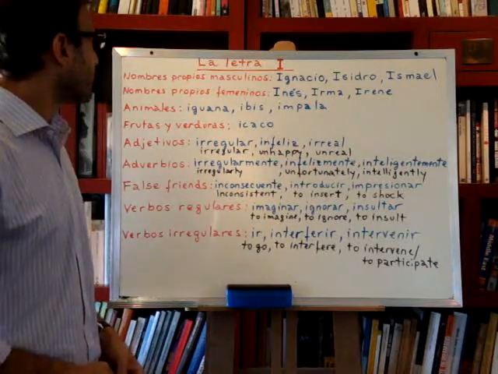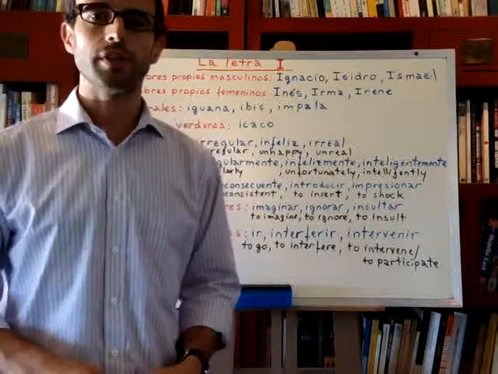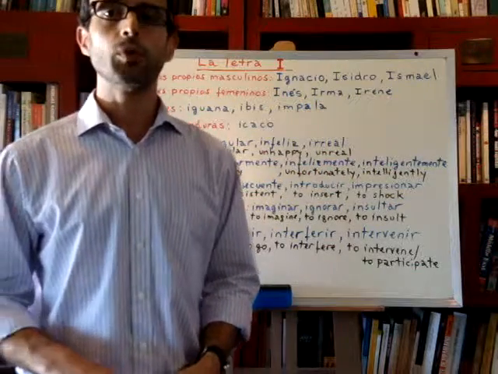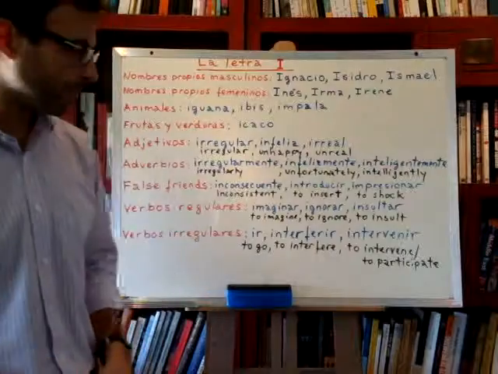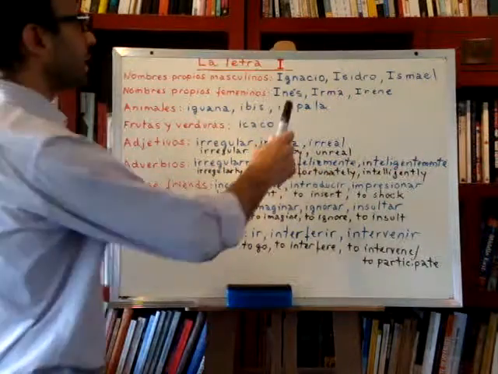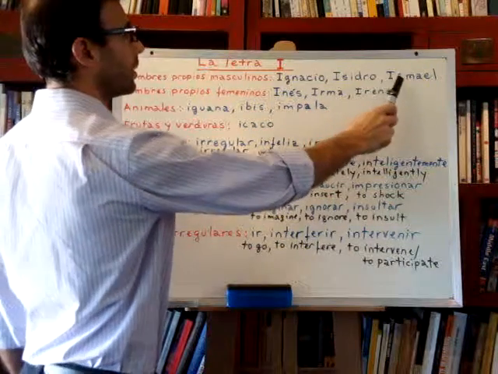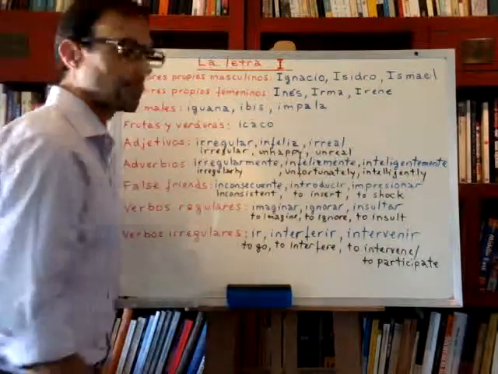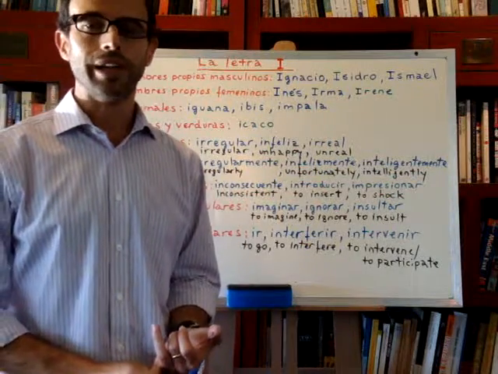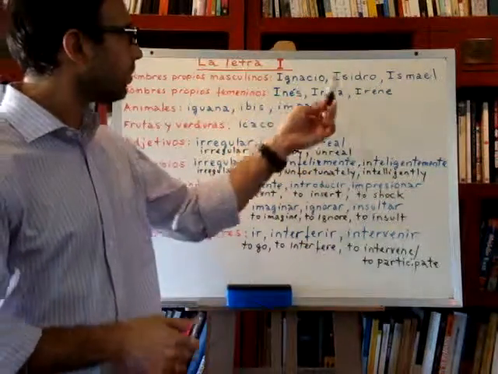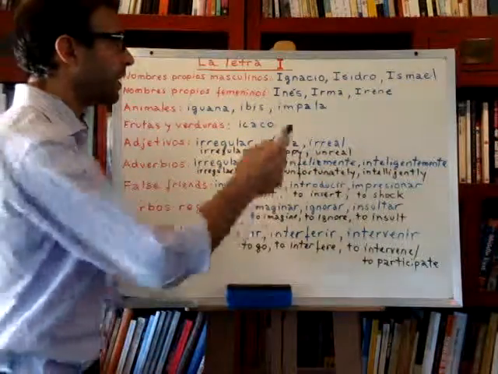So, empezaremos con los nombres propios masculinos que comienzan con la letra I. We will begin with the Spanish given names that begin with the letter I. Tenemos Ignacio, Isidro, Ismael. Ignacio, Isidro, Ismael. These three are quite common names, but the most common of the three is Ignacio.